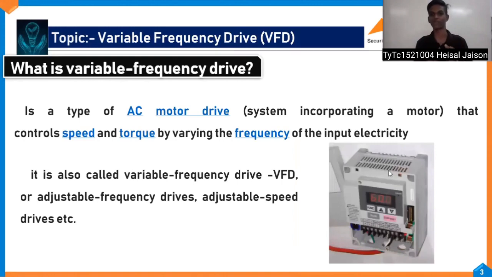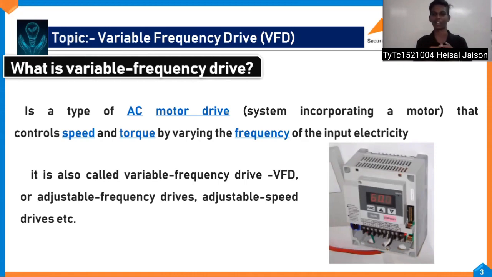So what is a VFD? A VFD is a type of AC motor drive which is used to control its speed and torque. Both the speed and torque of the motor are controlled by the frequency which is given to the motor. It mainly has two names: adjustable frequency drive and adjustable speed drive.